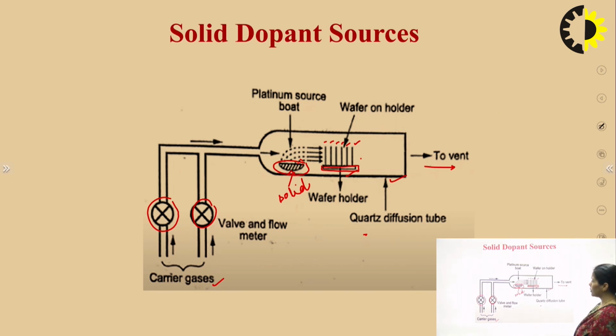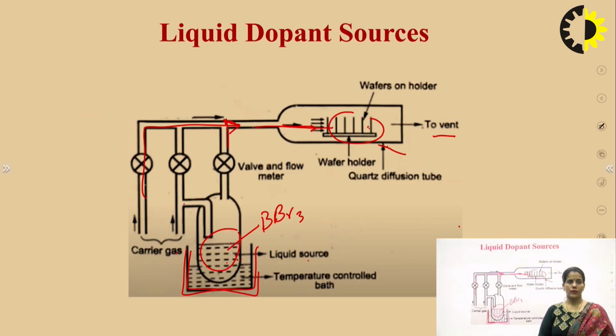We could also see that the basic structures are the same. There is always a furnace, there is always a tube, there is a wafer holder which is holding all the wafers, and there is some source which is carrying the dopants. So this is how the three types of diffusion processes took place.